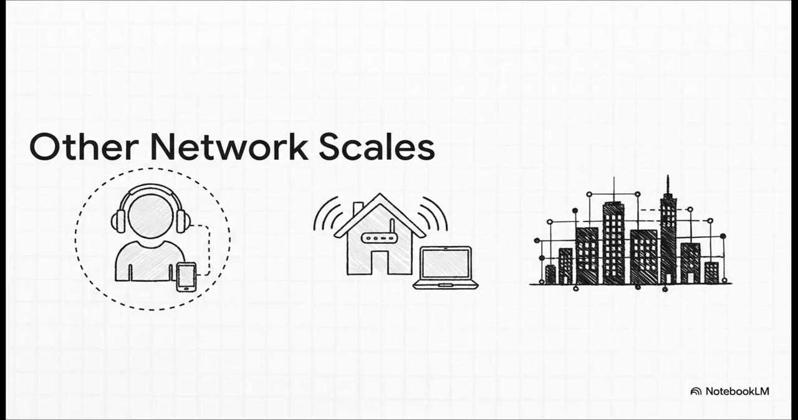And it doesn't stop there. We can get even smaller or bigger. A PAN, a personal area network, is just for you. It's what connects your phone to your Bluetooth headphones. A WLAN, or wireless local area network, well, you know that one is Wi-Fi. It's just your neighborhood network, but without the wires. And then you can go bigger, to a MAN, a metropolitan area network, which can connect a whole city.